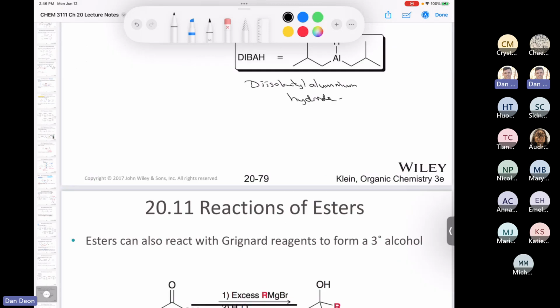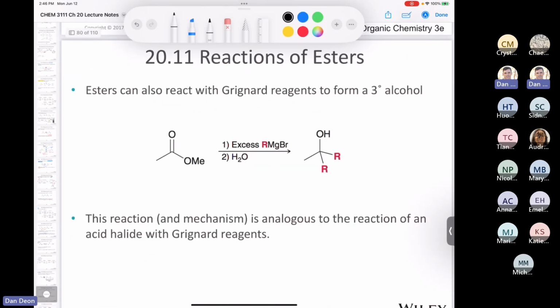And then we saw this reaction back in chapter 12, right? That you can react an ester with excess Grignard followed by treatment with aqueous acid. So I'll just scribble this out, aqueous acid in here. And again, there's nothing new here. You take the ester and you make a tertiary alcohol.